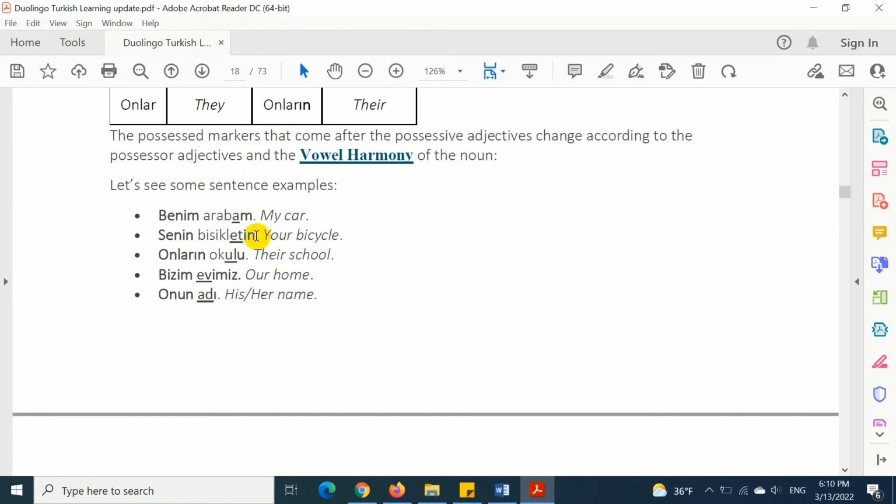And this suffix is added here, in. Onların okulu, you know okul means school, and onların okulu, only that is added here. Onun adı, his or her name.